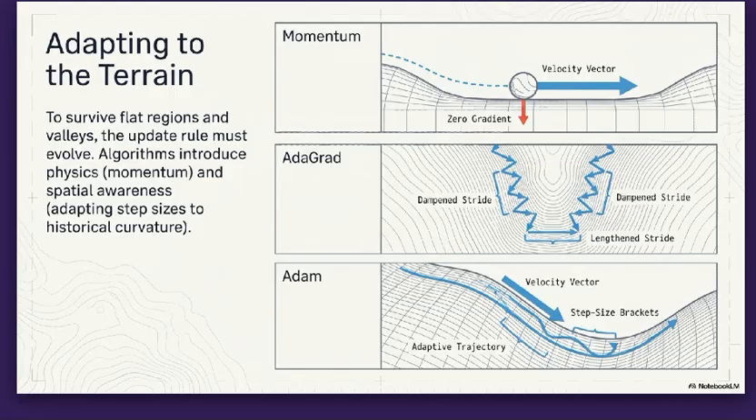So what happens if we crash them together? You get the undisputed champion of modern deep learning, Adam, adaptive moment estimation. Adam calculates both the first moment, which is the velocity vector of momentum, and the second moment, the squared gradient variance of RMSprop. It's basically the ultimate all-terrain vehicle.